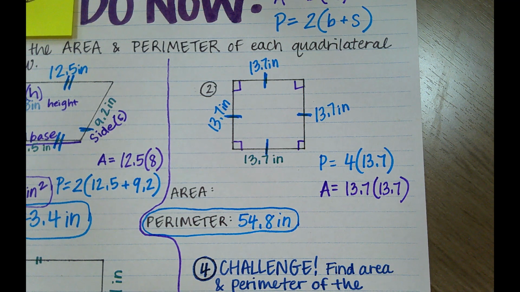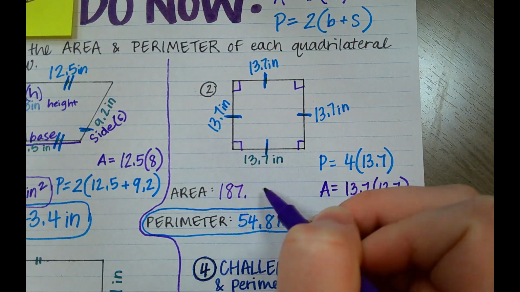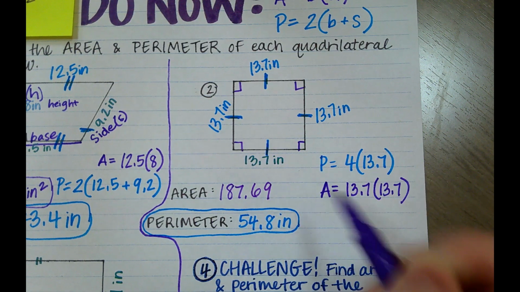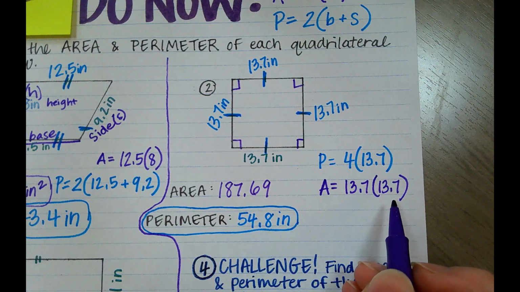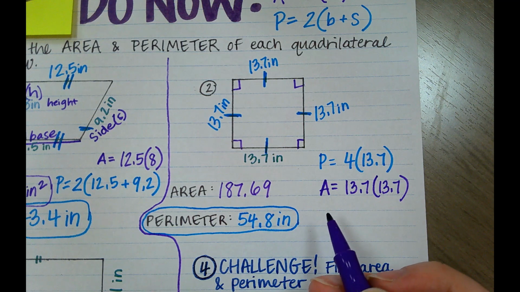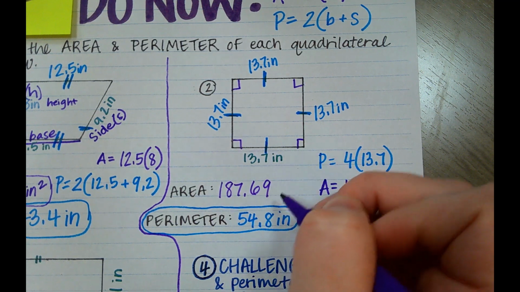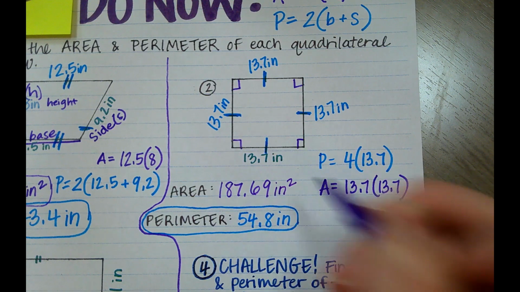But now, when we do that calculation, what numbers are we getting for area? I got 187.69. Did you times 13.7 times 13.7? Yes. And what are my units? Inches squared. Good.